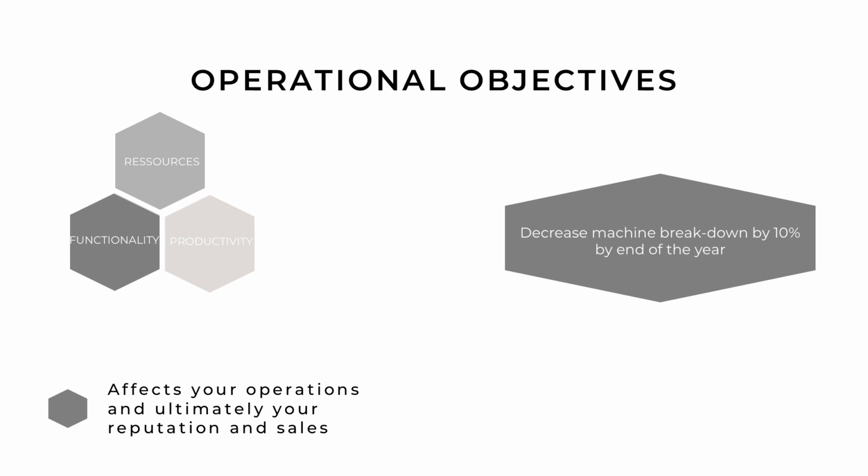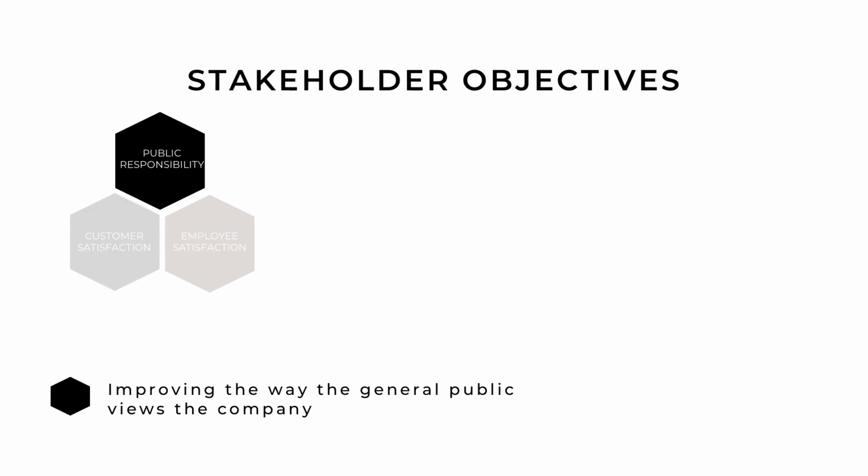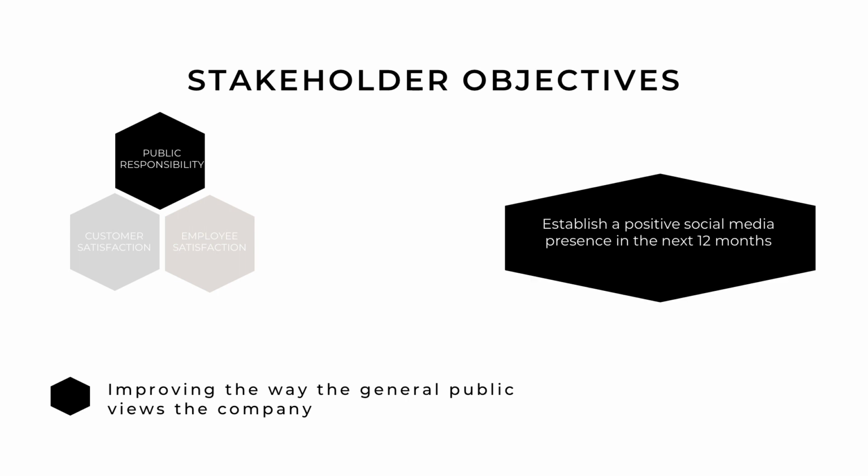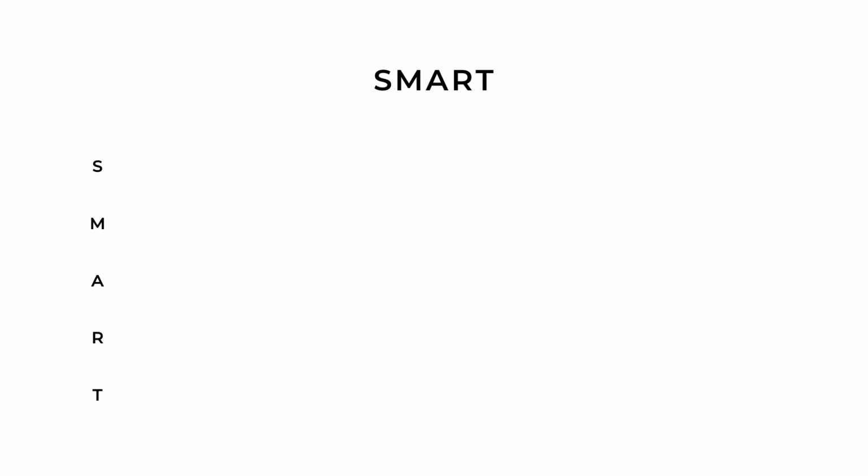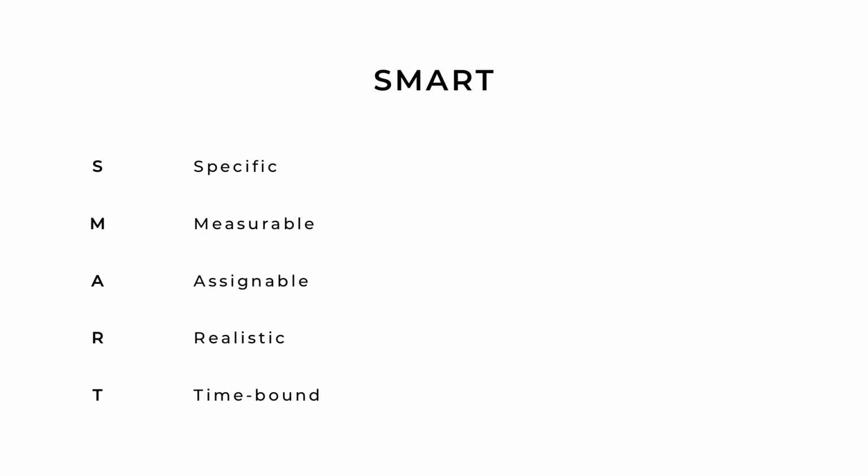To alter negative public perceptions of your triple R business and improve the way the general public views your company, you can consider setting public responsibility objectives such as establish a positive social media presence in the next 12 months. Note that the examples that I gave you were SMART objectives. They are specific, measurable, assignable, realistic, and time-bound.